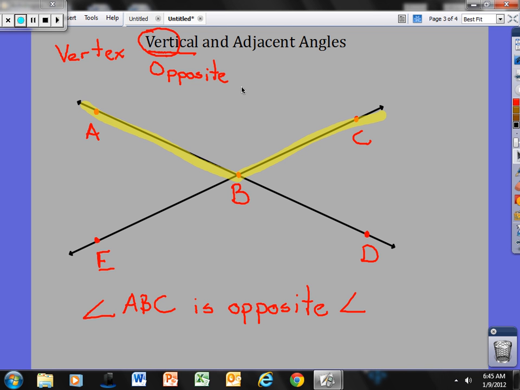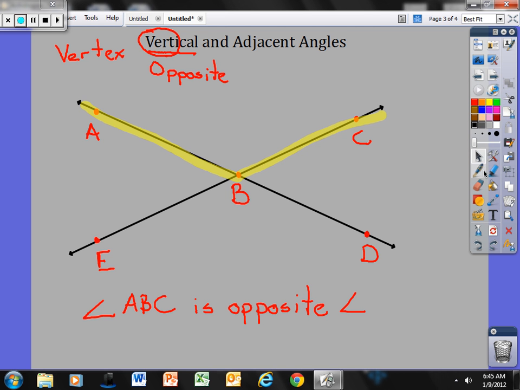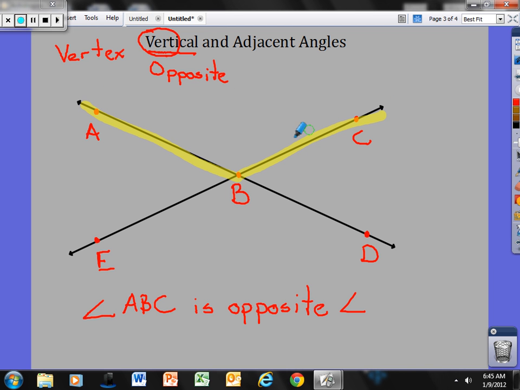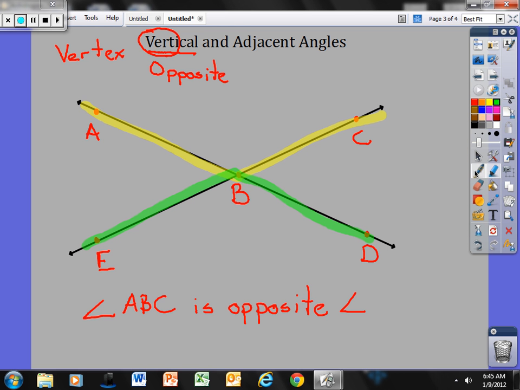So this is the angle on the top. The opposite of the top is the bottom. So I'm going to grab my highlighter here. I'm going to go over another color. So the vertical angle or opposite angle of ABC, the angle that it shares a vertex with but no side, would be angle EBD. So I could say angle ABC is opposite angle EBD.